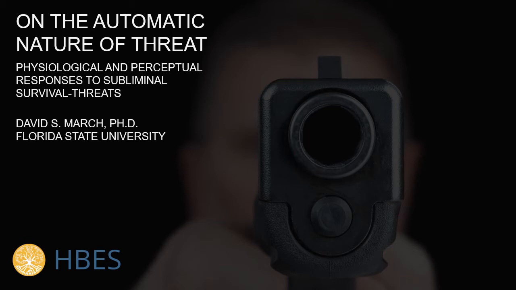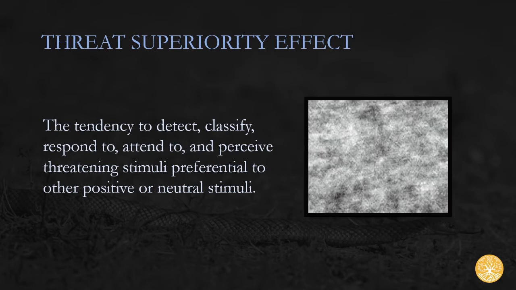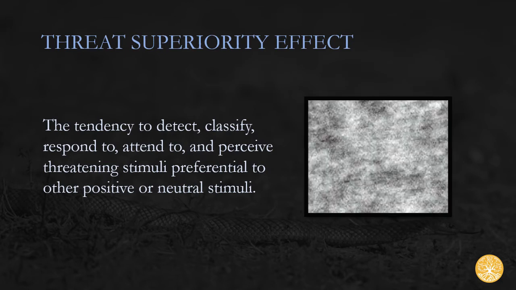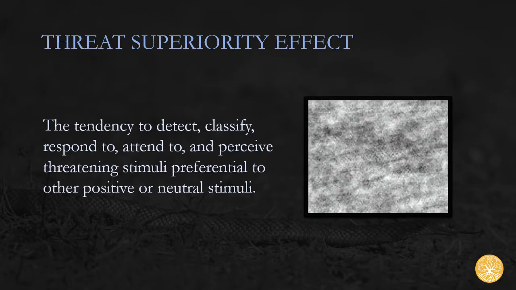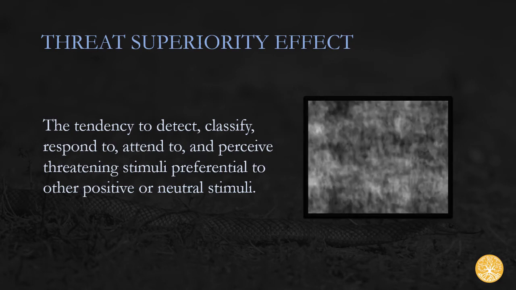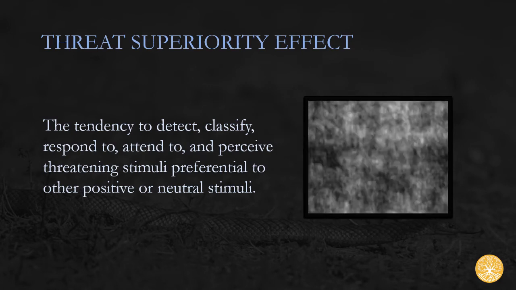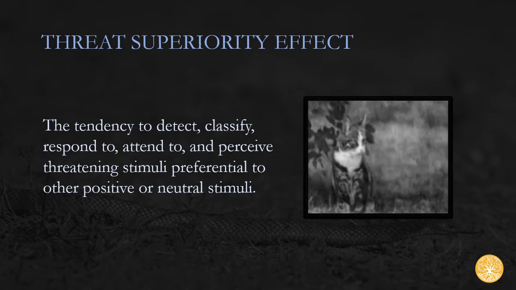I'm going to present some work on the automaticity of threat processing. So, there's a whole literature on what's become known as the threat superiority effect. This is defined by me as the tendency to detect, classify, respond, attend to, and perceive threatening stimuli preferential to other positive or neutral stimuli. So to be clear, threat here isn't threats to self-esteem or group status or resources, but threats to immediate physical harm.